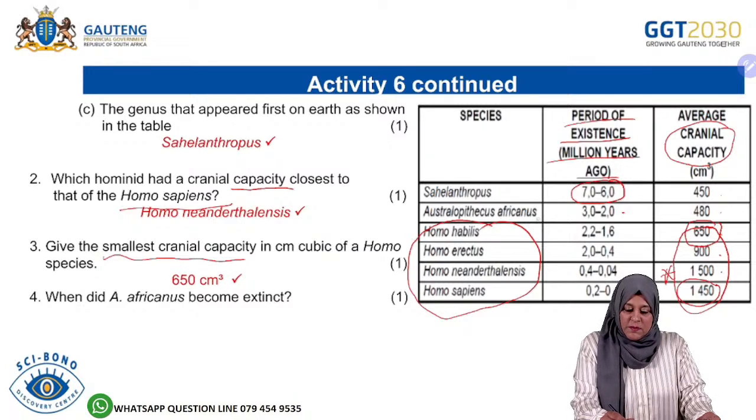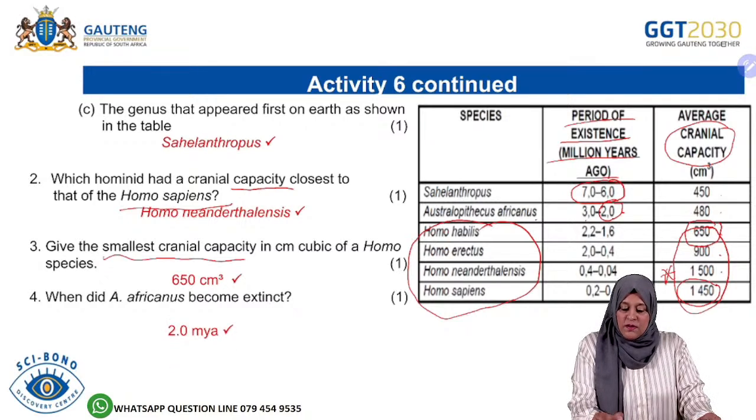And the last one, when did Australopithecus africanus become extinct? So let's look at Australopithecus africanus. Existed 3 to 2 million years ago. So the answer there would be 2 million years ago.